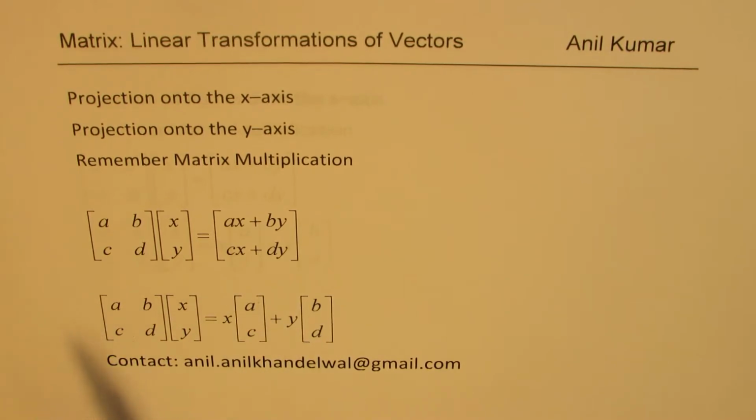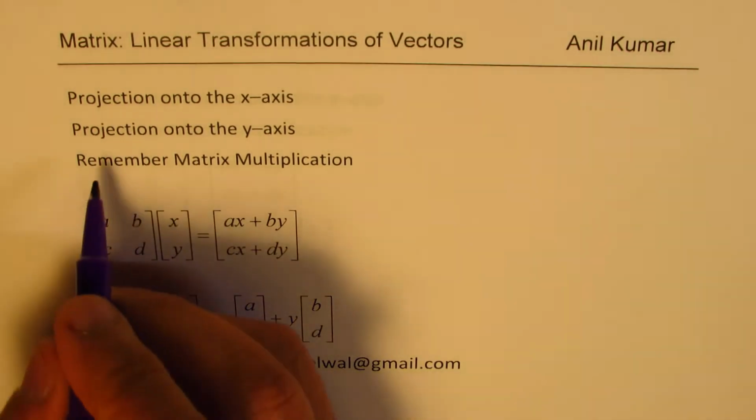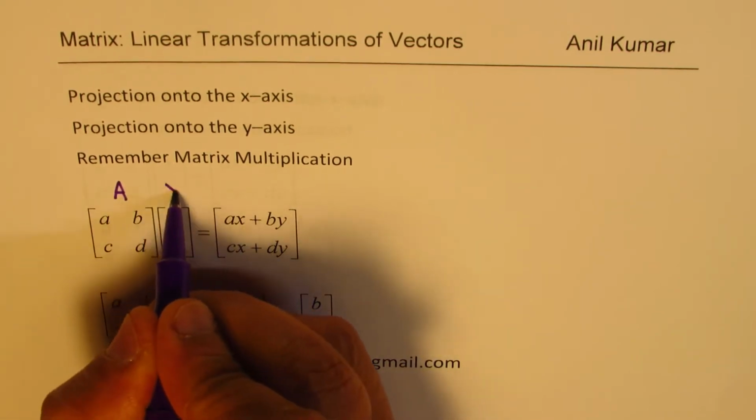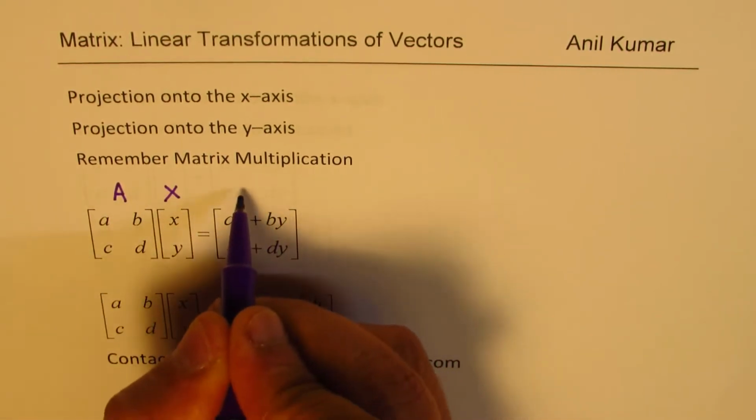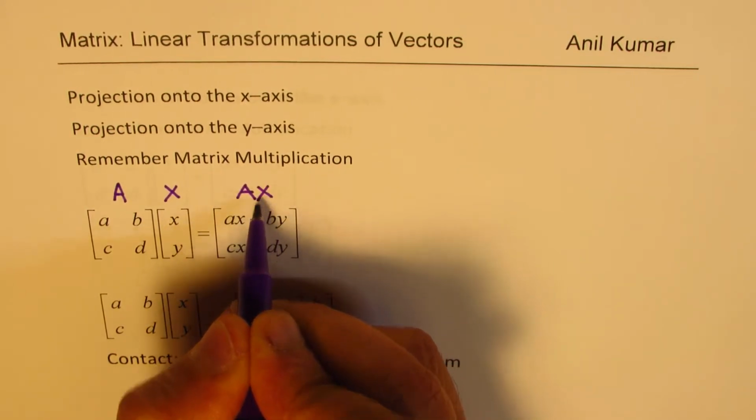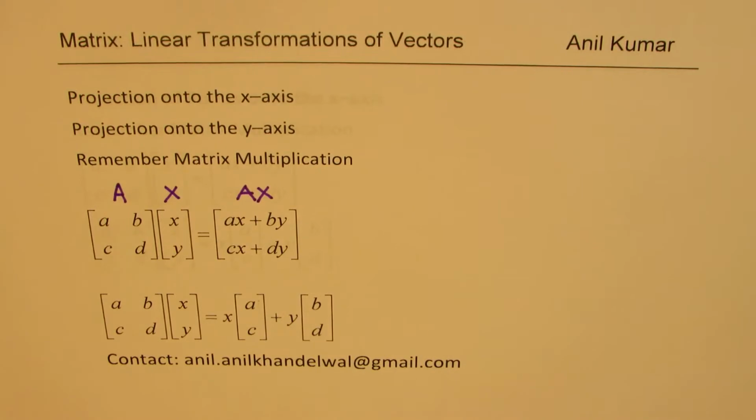So when we are talking about projections, let us say that we have a matrix A here and a matrix X there. When you multiply, you get the matrix AX. Now what we will see is that this is a transformation. Since we are taking X and Y in this column, it basically represents R2.